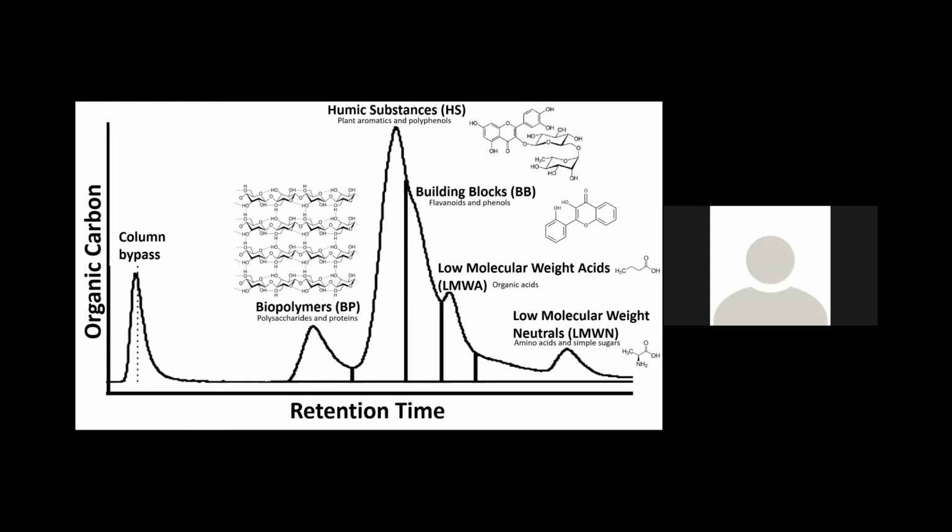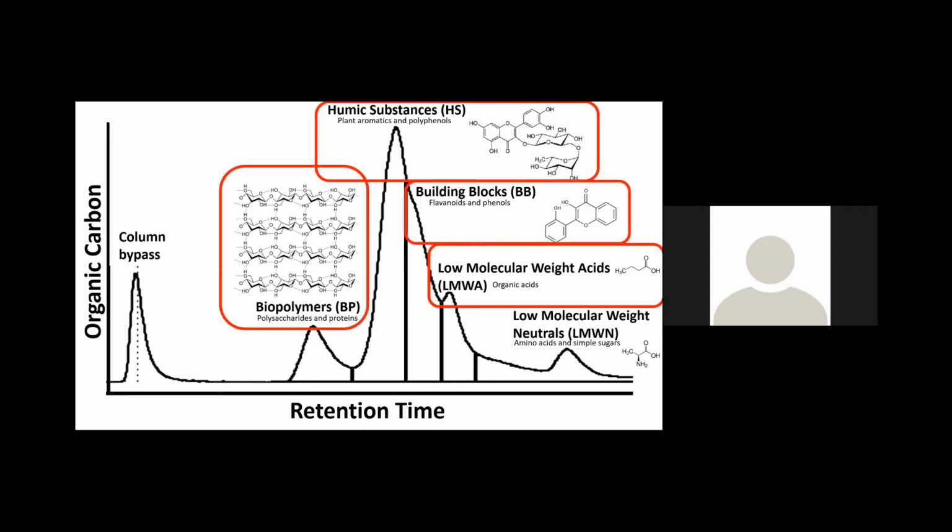The compounds I'll be talking about today are biopolymers, which are polysaccharides and proteins, humic substances and building blocks, which for plants would be a variety of aromatic and polyphenolic compounds, and low molecular weight acids, which are organic acids.